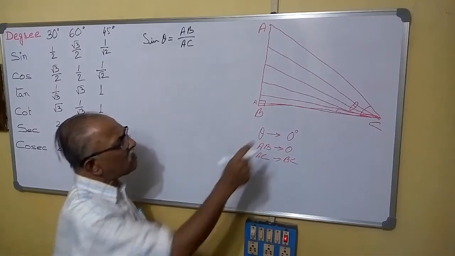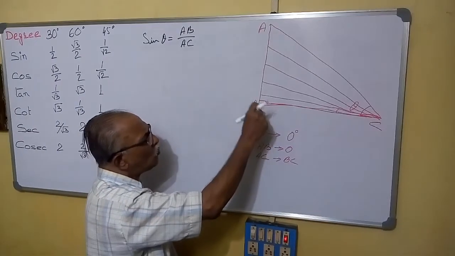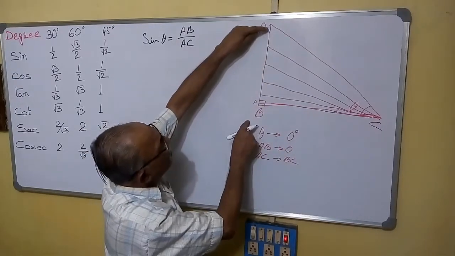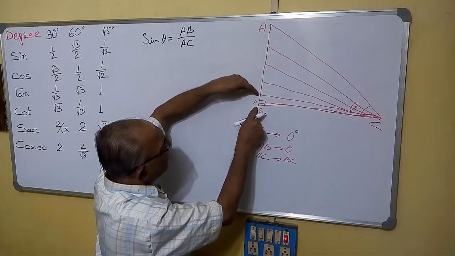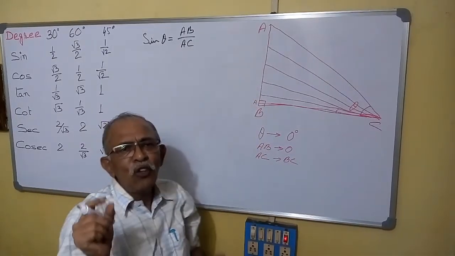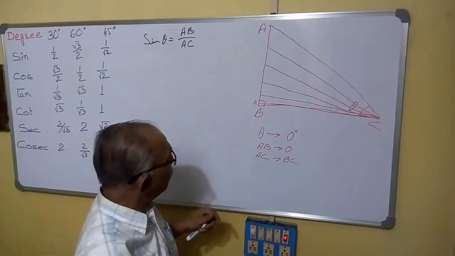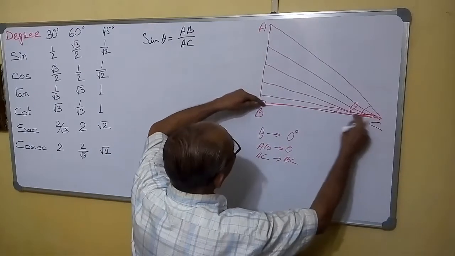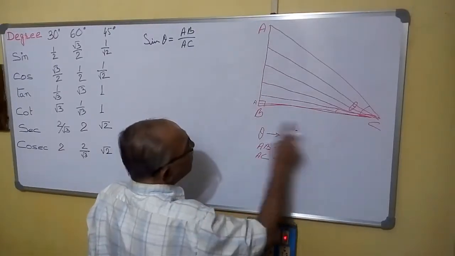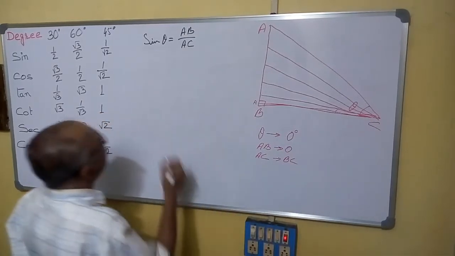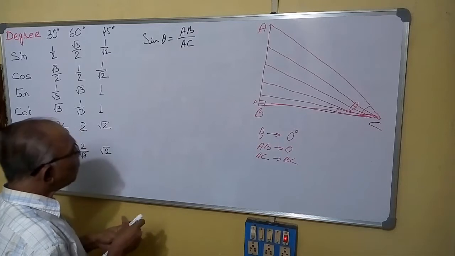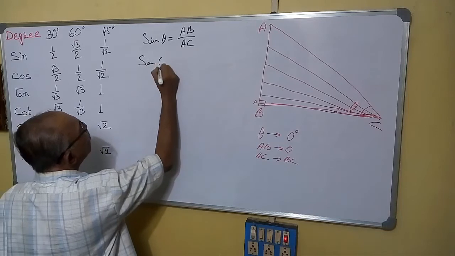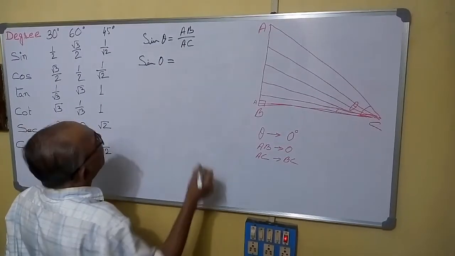As theta is going closer and closer to 0, the length of AB is also decreasing and decreasing. In this way, it is slowly trying to become 0. What happens to AC? AC is coming in this way. It is almost matching with BC. So in this situation, what we can write, when theta is 0, sin 0 equals AB.